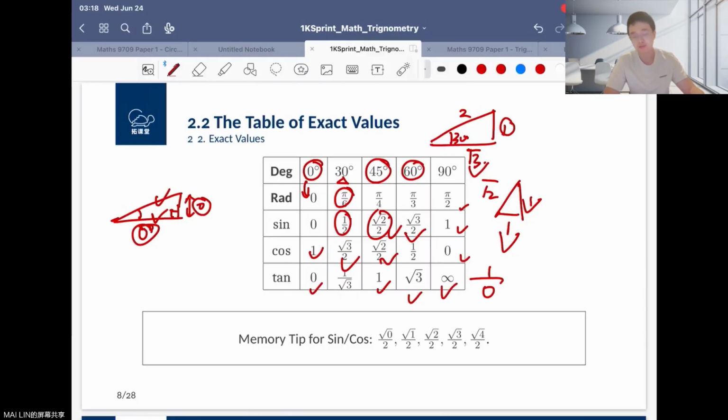Okay, that is for today's lesson. It's not very difficult, just an introduction to the exact values of different very classical angles. Okay, so that's for today's lesson.